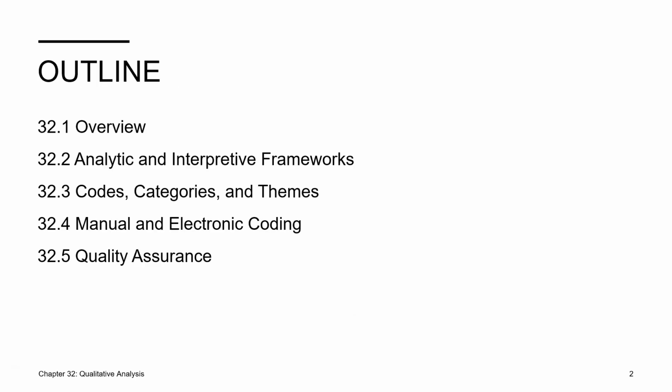Here is an outline of the chapter. Section 32.1 is an overview of qualitative analysis. Section 32.2 goes over analytic and interpretive frameworks. Section 32.3 goes over codes, categories, and themes. Section 32.4 goes over manual and electronic coding, and Section 32.5 covers quality assurance.